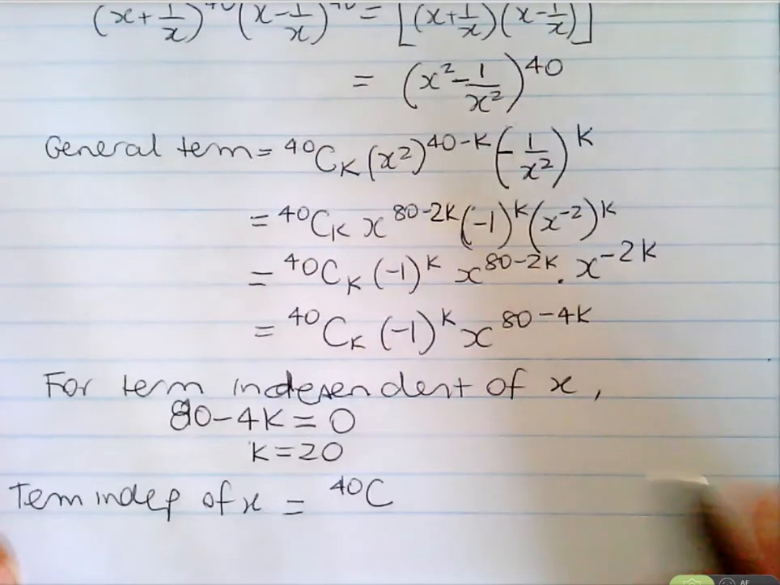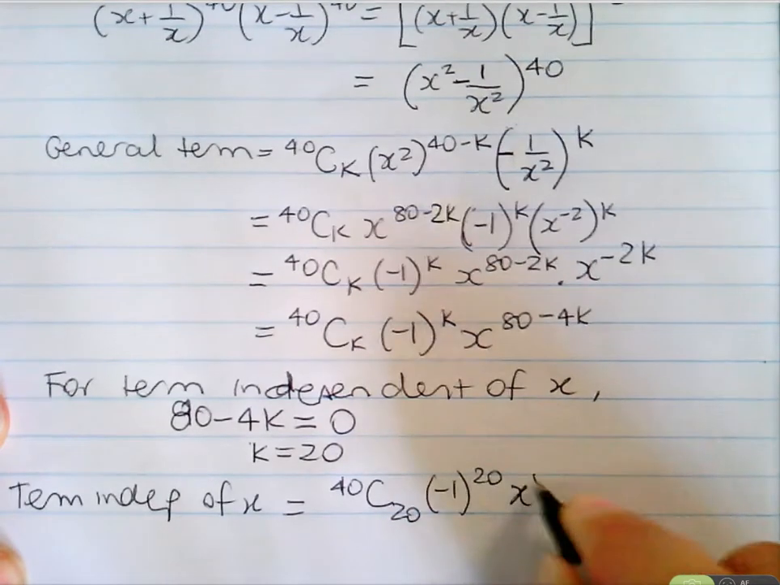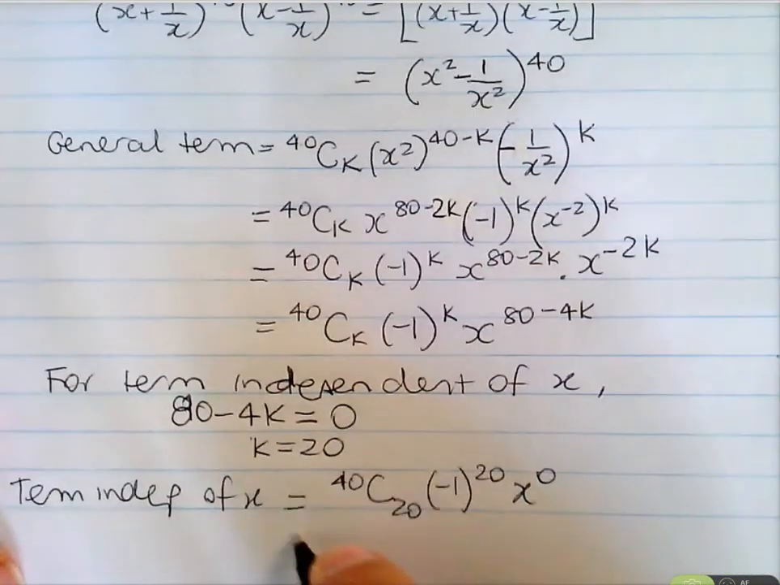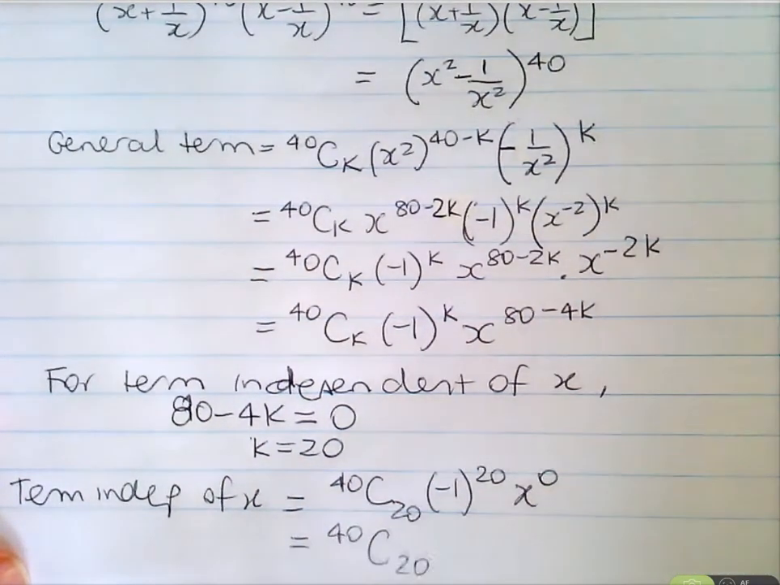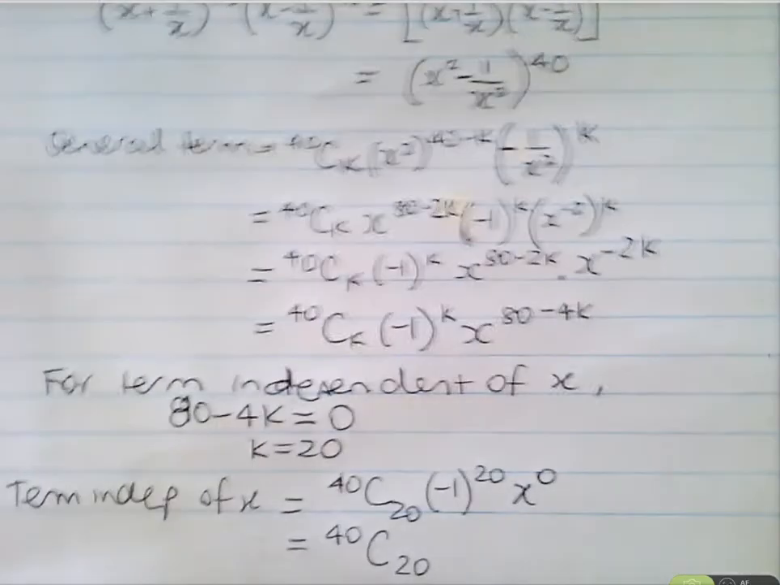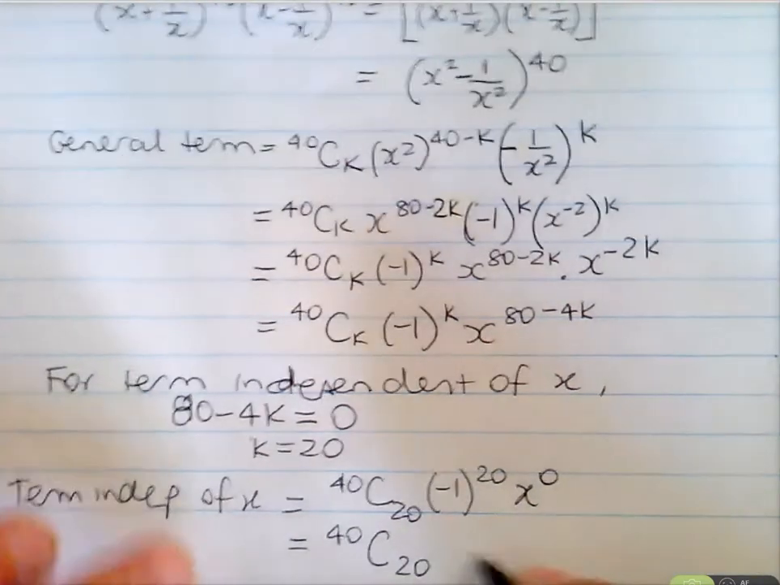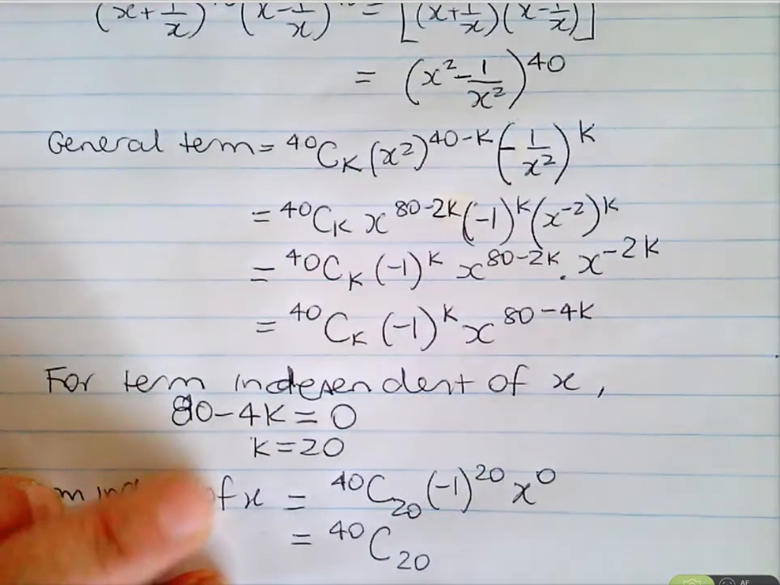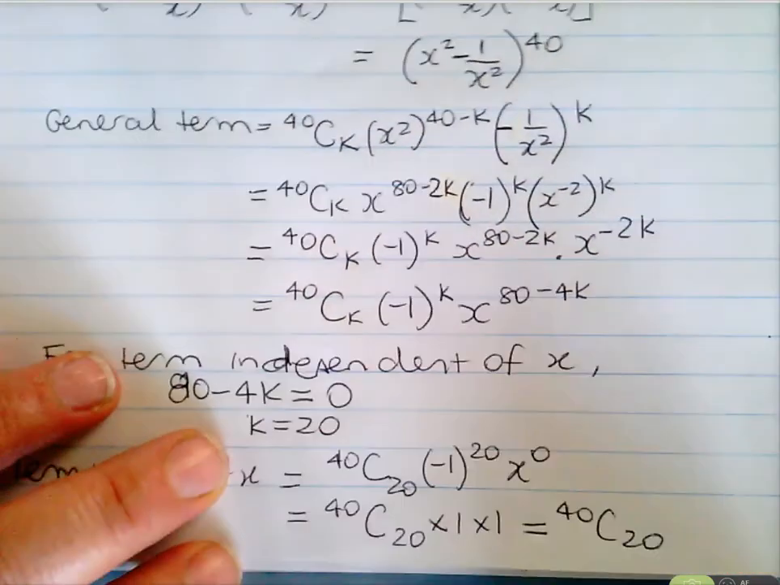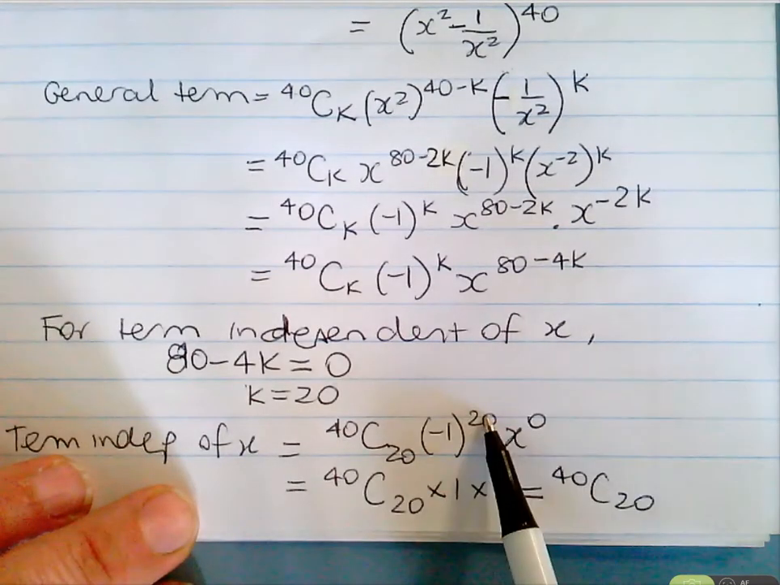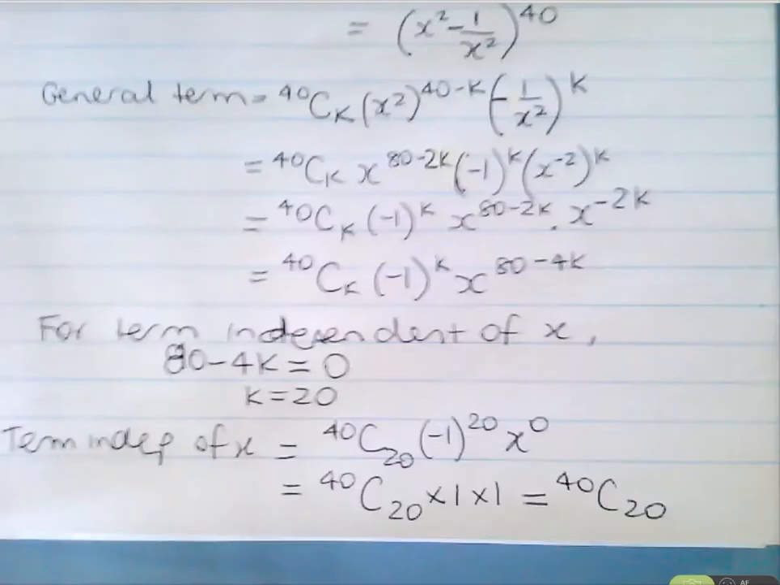40C20, negative 1 to the power of 20 x to the 0, which is just 40C20. What's negative 1 to the 20? Even power of negatives. Anyone? That's it. Times 1, which is 40C20, sorry. Yeah. Because negative 1 to the 20 is 1. X to the 0 is 1. So the term independent of x is 40C20.